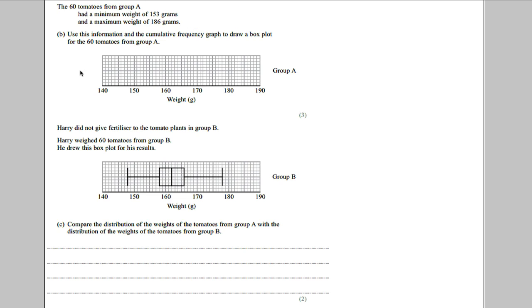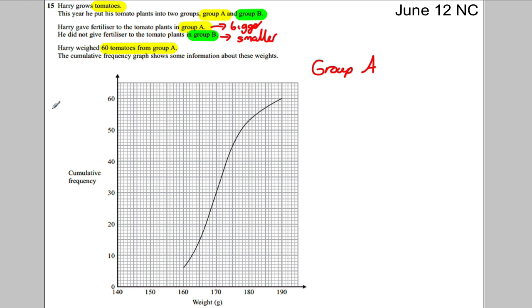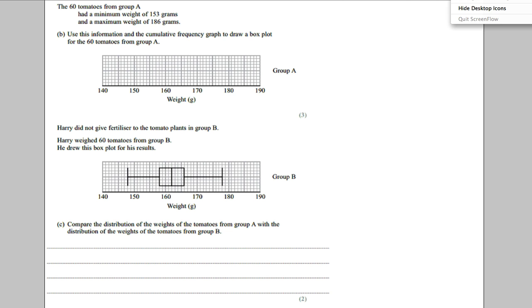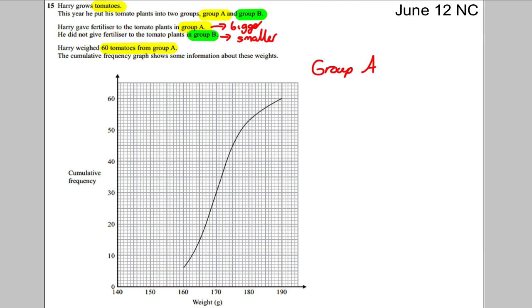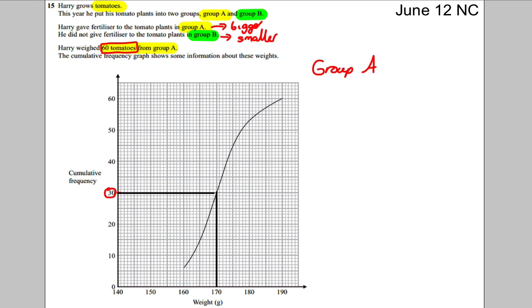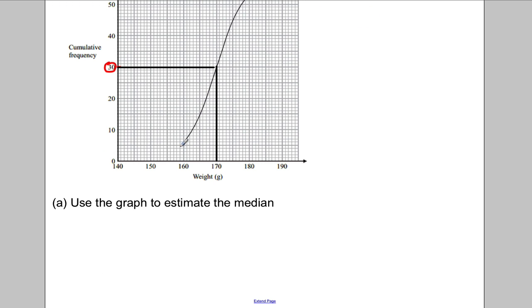What does the question say to us? Well, to start with, part A, use the graphs to estimate the median. So let's think about this. We have got 60 tomatoes. The median must happen at 30, which is midway through. So the median must happen here. We draw a line across from 30 to our cumulative frequency curve, and then down, and we read off that, therefore the median must be 170 grams. So we can highlight that as the median, and we can state here it's 170 grams.